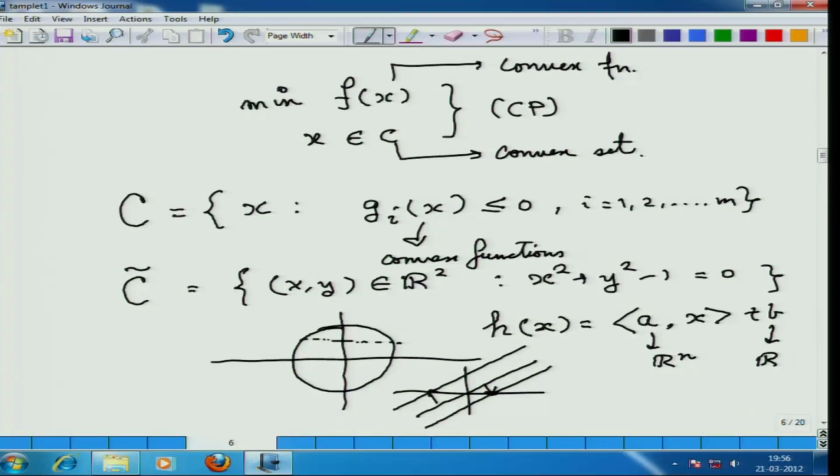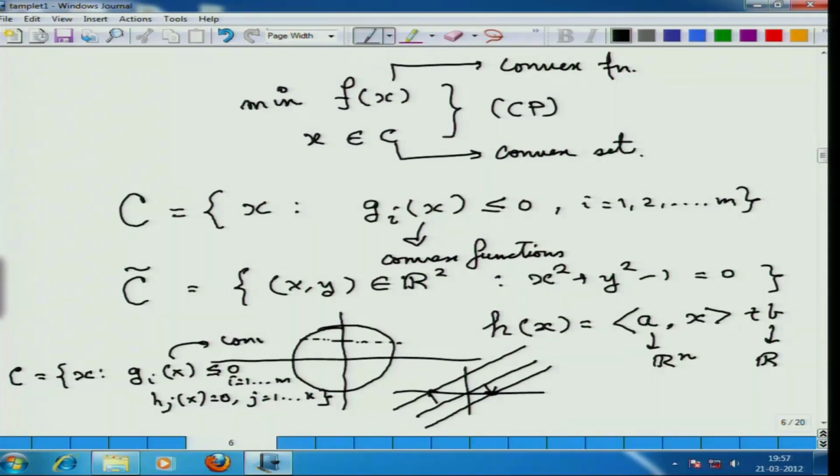Now, if you additionally define a set C, the set of all x such that, of course, x is in Rn, I do not have to tell you that repeatedly. g_i(x) is less than or equal to 0 for all i from 1 to m, and h_j(x) is equal to 0 for all j from 1 to k, where this is convex and this is affine, then this set C is a convex set, and that is what we essentially want at the end of the day. Now, let me go straight back to the optimization issue.